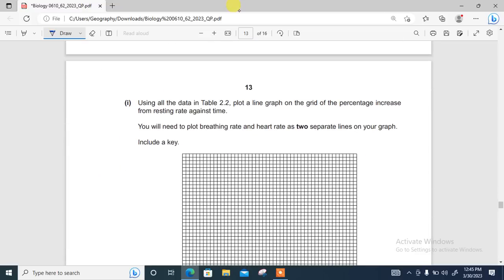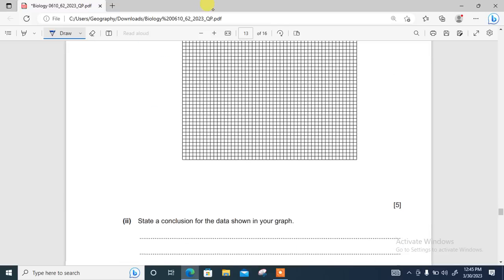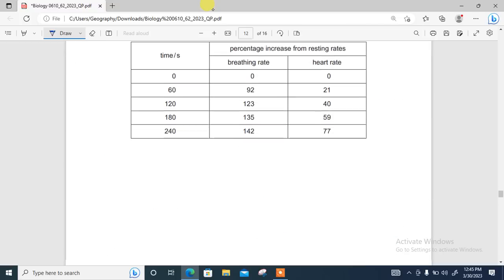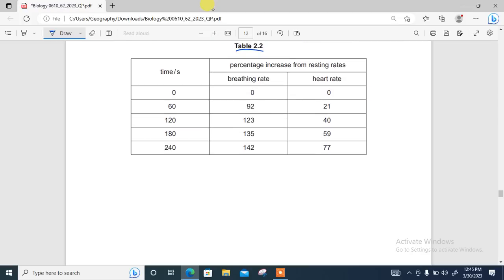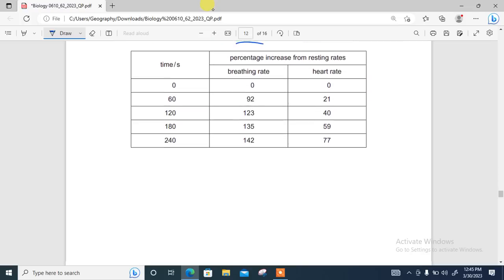They said we should, using all the data in table 2.2, plot a line graph on the grid of the percentage increase from resting rate against time. You will need to plot breathing rate and heart rate as 2 separate line graphs. Because the graph is really down, I think I can quickly do a graph here so you can see my data. You can just convert it and put it on your graph if you're practicing the same question.